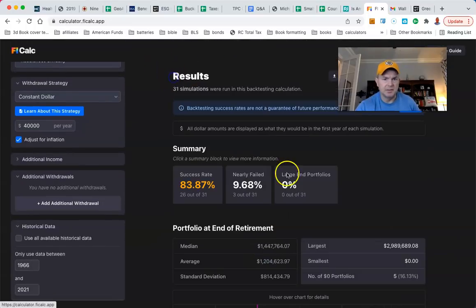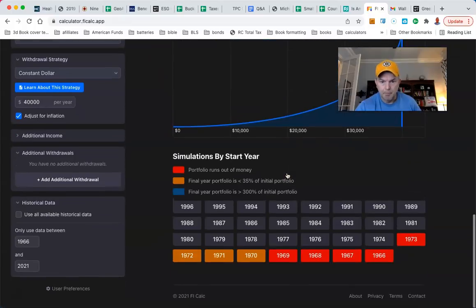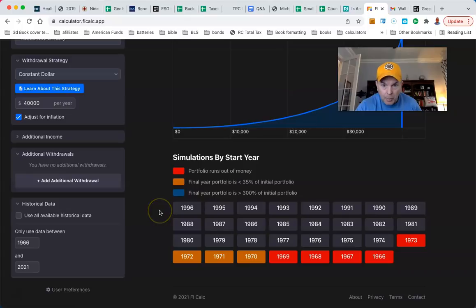All right, so it's just tons of stuff in here, man. I love it. Final year portfolio is less than 35% of the initial value. Okay, gotcha. And that's at 4% starting in 66. Actually, I started in 1970 here when I clicked on that. Yeah, there we go, 1966.